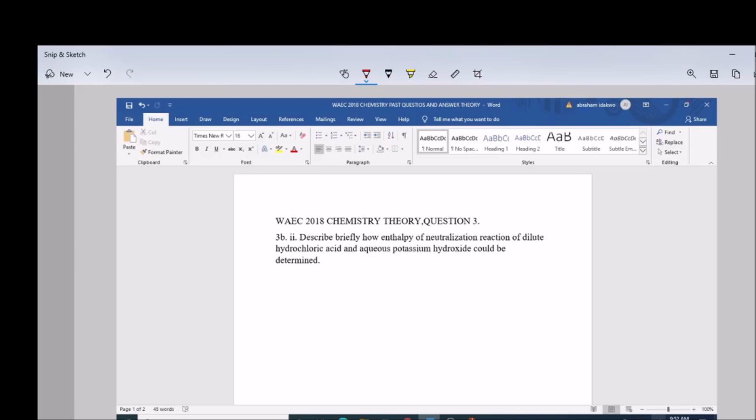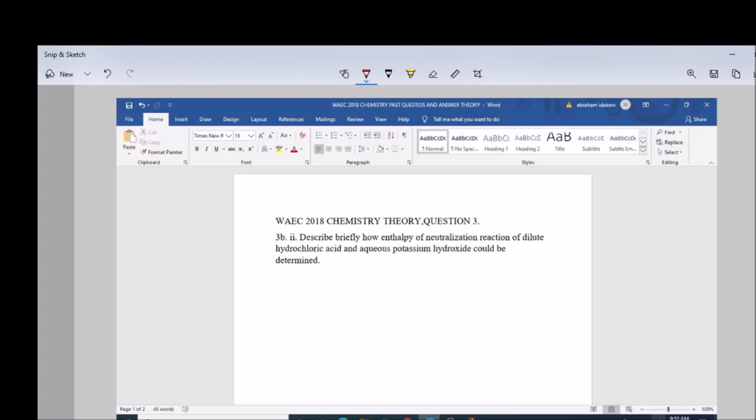Then the reaction between hydrochloric acid gives potassium chloride and water. Then equimolar solutions of hydrochloric acid and potassium hydroxide are prepared separately. Then a known volume of the acid is placed in a calorimeter, or we call it a polystyrene beaker, and the temperature recorded. The same volume of the potassium hydroxide solution at the same temperature is poured into the calorimeter and the mixture stirred gently. Now the maximum temperature of the mixture is recorded.